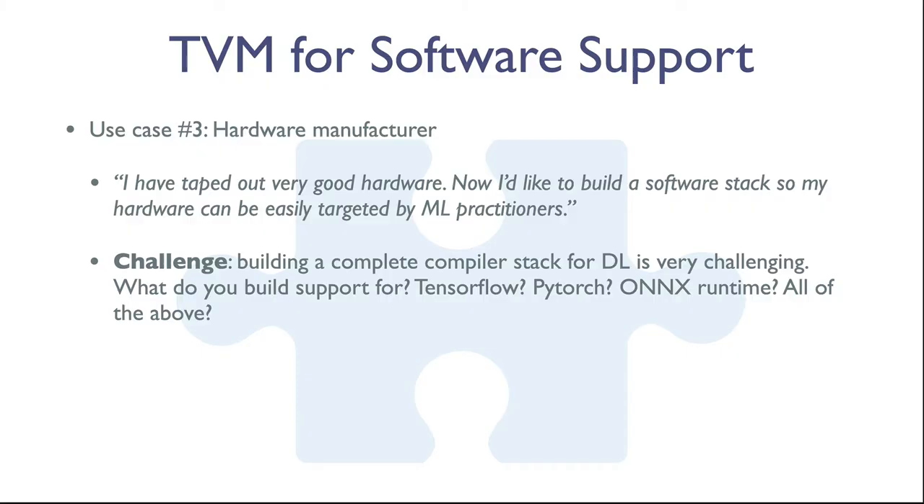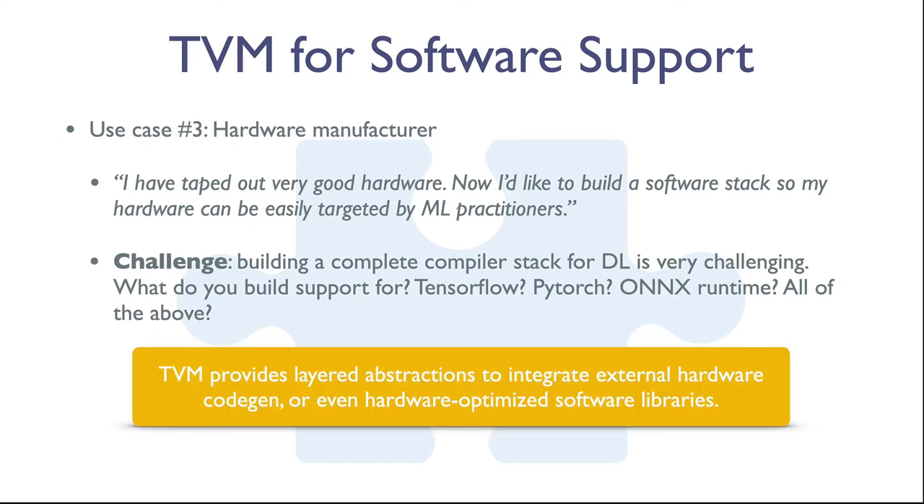So in use case number three, there's a hardware manufacturer. I've taped out very good hardware. Now I'd like to build a software stack so my hardware can be easily targeted by machine learning practitioners. The challenge is building a complete compiler stack for deep learning is very challenging. What do you build support for? TensorFlow, PyTorch, ONNX Runtime, all of the above? TVM provides layered abstractions to integrate external hardware code generation or even hardware-optimized software libraries.